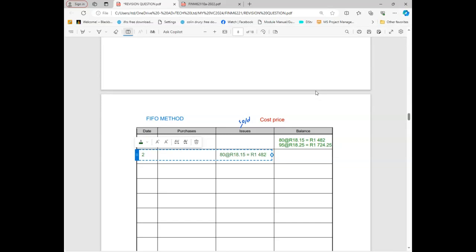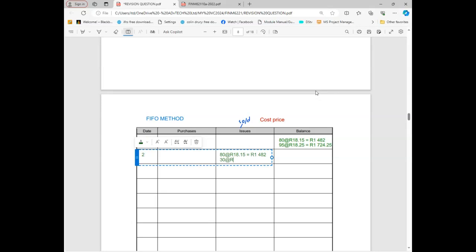So what is remaining after selling 80? How much must we still sell? You still need to sell the 95. No, no, no. We want to sell 110. Oh, okay. We only sold 80. How much must we still sell? 30 more units. We must sell 30. But those 30 will come from a different price because we don't have that first stock.